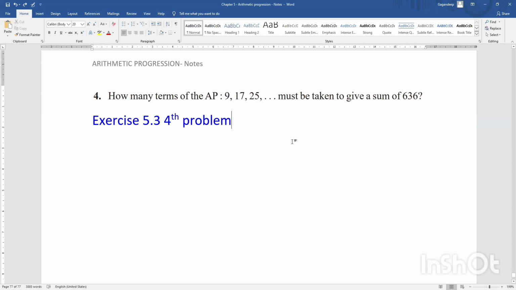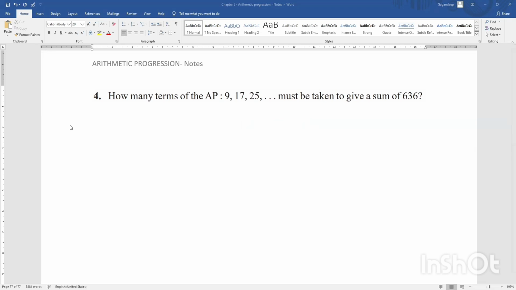Today we are going to continue with Arithmetic Progression Exercise 5.3, fourth problem. The problem says: how many terms of the AP 9, 17, 25, and so on must be taken to give a sum of 636?